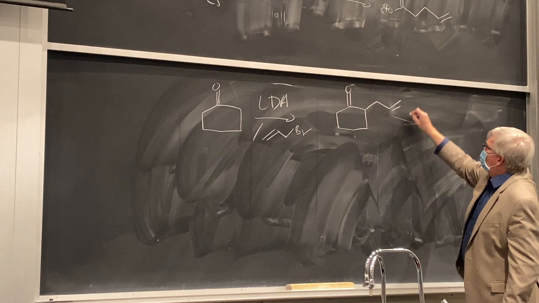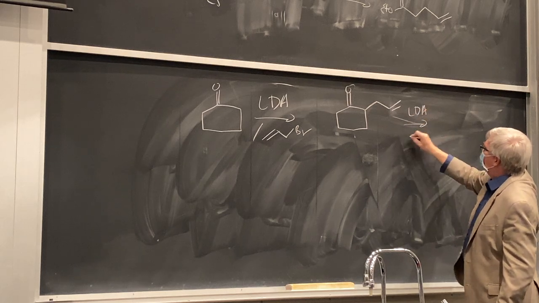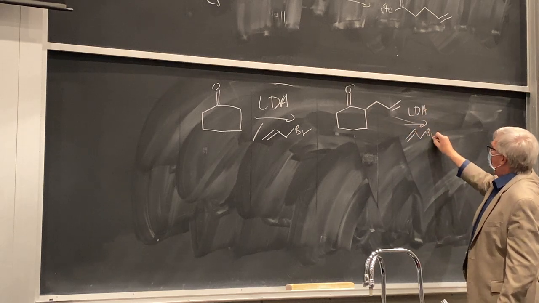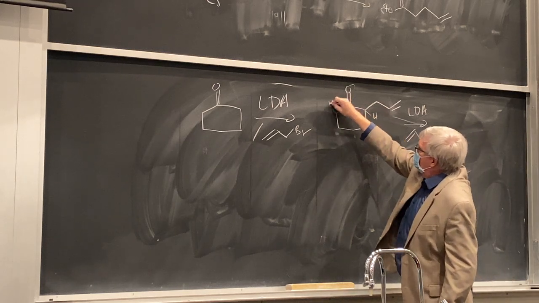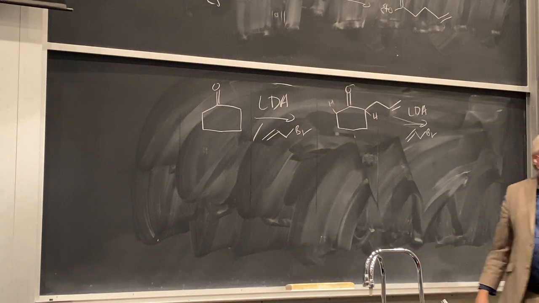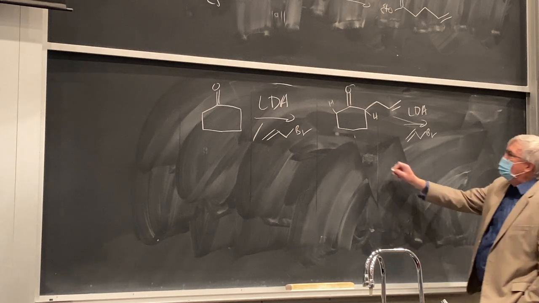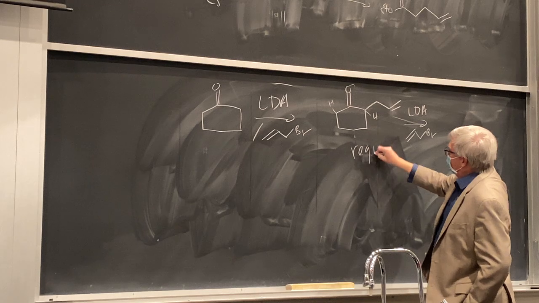What can we do now? Well, let's do some more LDA and more allyl bromide. Now, we already have an allyl group on there. Which side are we going to deprotonate with the LDA? And this is an issue of regioselectivity. Okay.